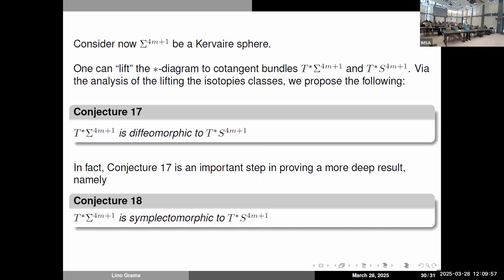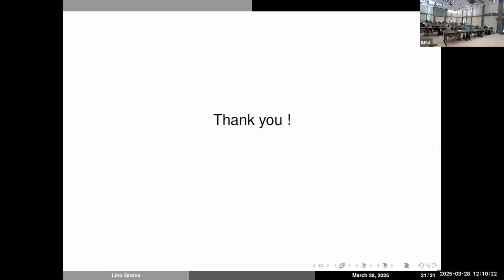Okay, and this conjecture is an important step toward deeper results, because the dream would be if these two cotangent bundles were symplectomorphic. Okay, but this is the very beginning, and we are first working on the diffeomorphic case. Okay, and that's it.